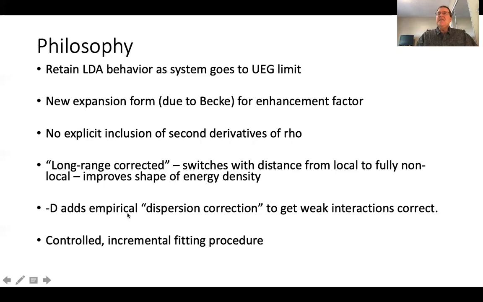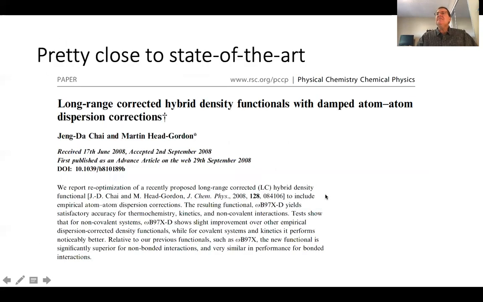The -D adds an empirical dispersion correction to get weak interactions right, and that's important in organic molecules where, you know, you may be making a bond here, but what bounces into each other over here can have a big effect. And one of the things they emphasized here is a controlled incremental fitting procedure. So they build up the fit as they add data and stop when there are no enhancements of the results. So here's the paper. And this is pretty close to the state of the art today. It's from 2008. There may be some functionals that are improved, but this is an impressive functional.